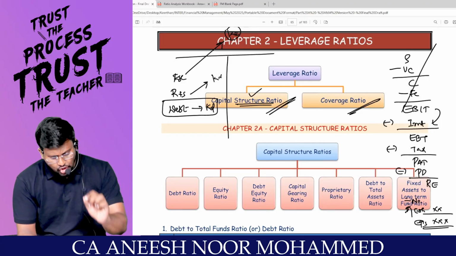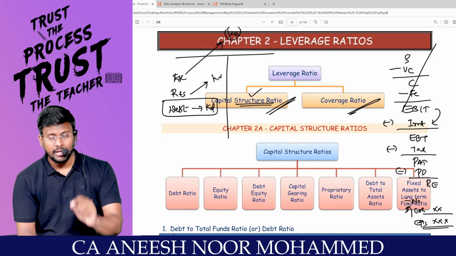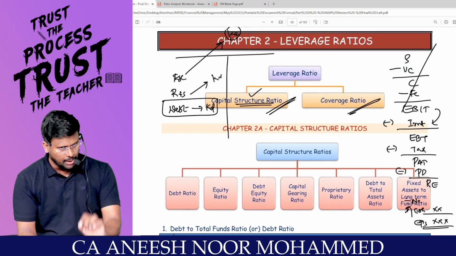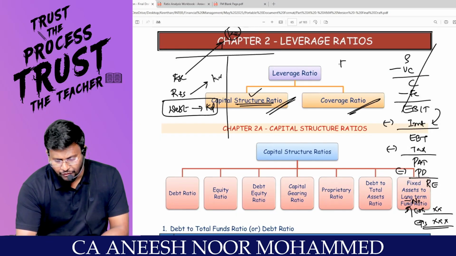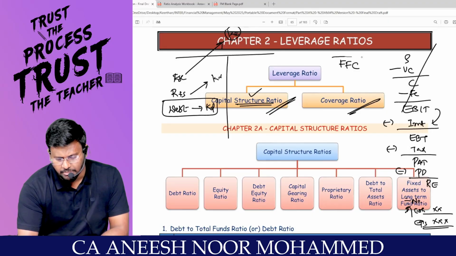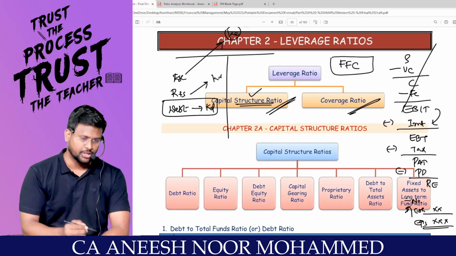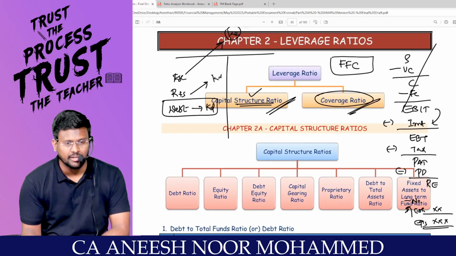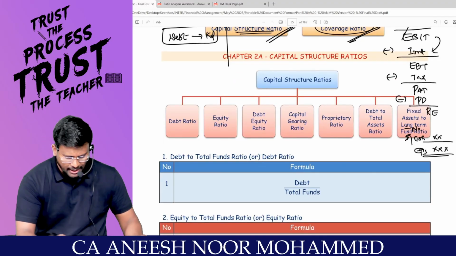Sir, if I inject debt or preference shares into the capital structure, automatically fixed financial cost will come into the picture. Then I have to take care of the coverage ratio. So that's what I'm going to do.